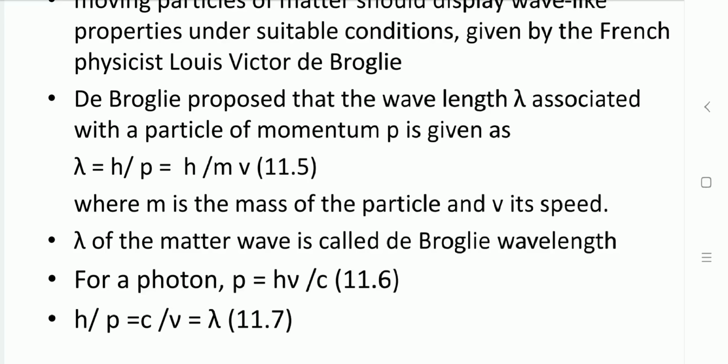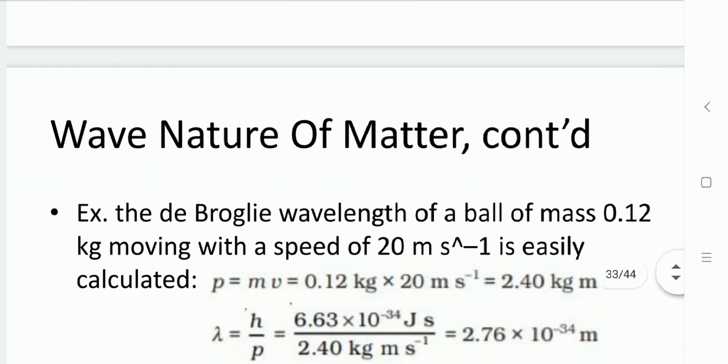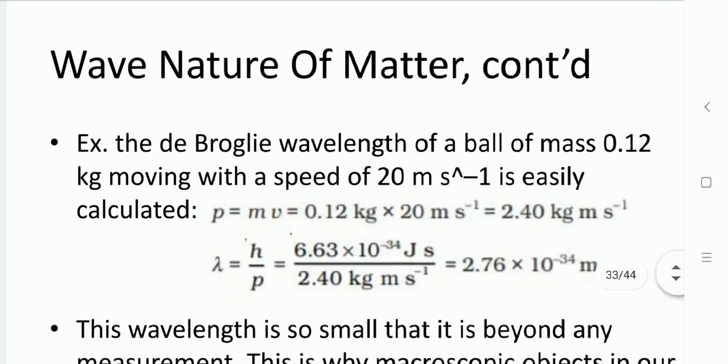Here v is the frequency of that particular wave. If we rewrite that, h by p equal to c by v, this is nothing but the wavelength. So this is the wavelength of the photon, equal to the wavelength of electromagnetic radiation, by which the photon is a quantum of energy and having a quantum momentum. Lambda is smaller for a large particle and more for a small energetic particle having a higher velocity.